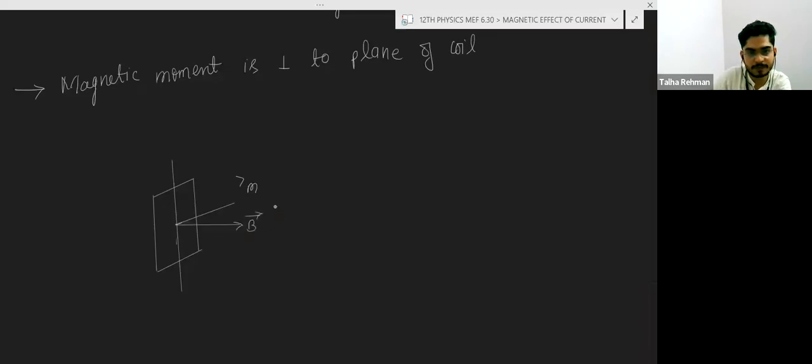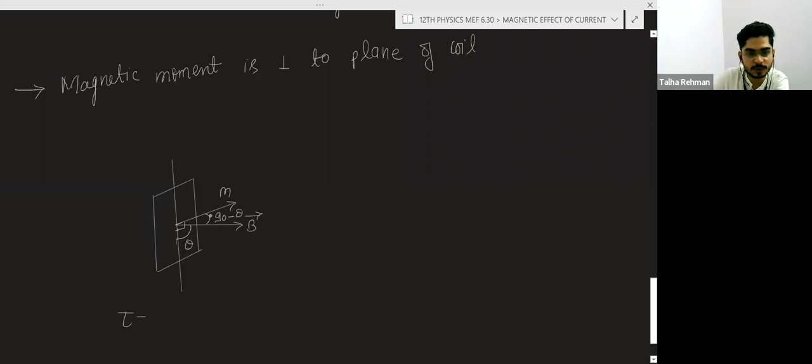This is your magnetic field, this is your magnetic moment, and this magnetic moment is making an angle of 90 degree with the plane of the coil, because magnetic moment is always perpendicular to the plane of the coil. This magnetic field is making an angle theta with the coil, so the angle between the magnetic moment and the magnetic field will be 90 minus theta, because this whole angle is 90 and this angle is theta, so this angle will be 90 minus theta.